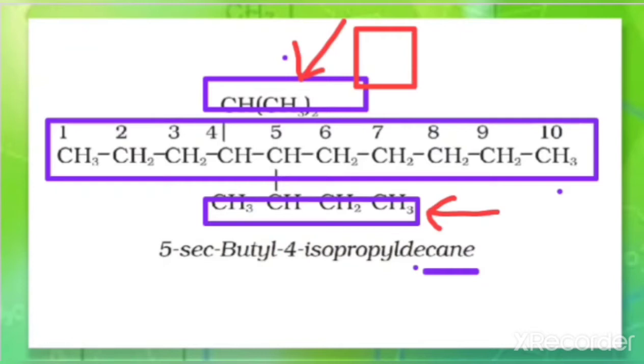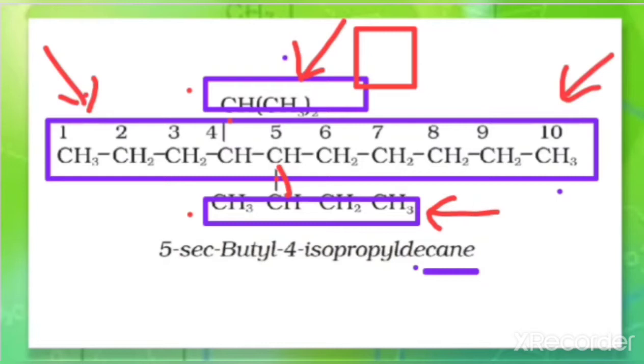So here the position of secondary butyl is on the 5th carbon and the isopropyl is on the 4th carbon. So how do we number this one? When you check this formula, numbering from here, the substituents will be closer, because when you count from the other side, that is from the right side, the substituents will be farther. So the numbering should be done from the left side.